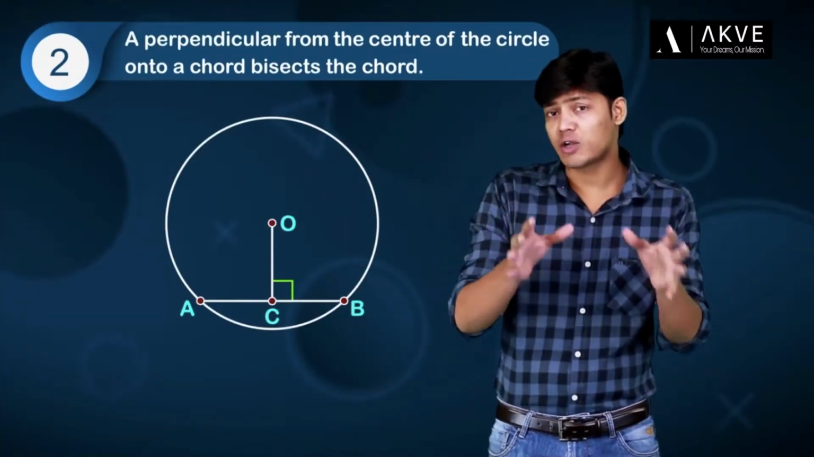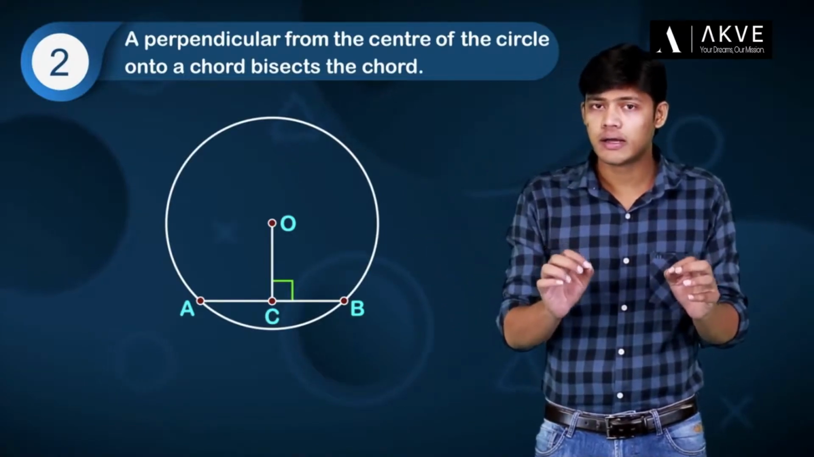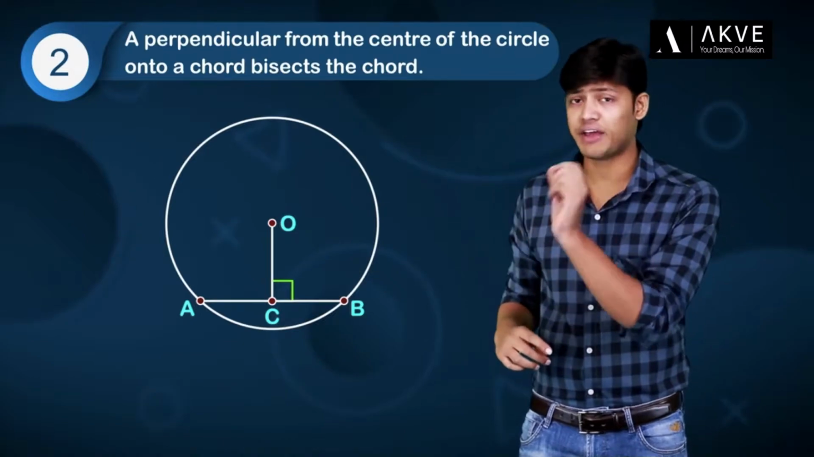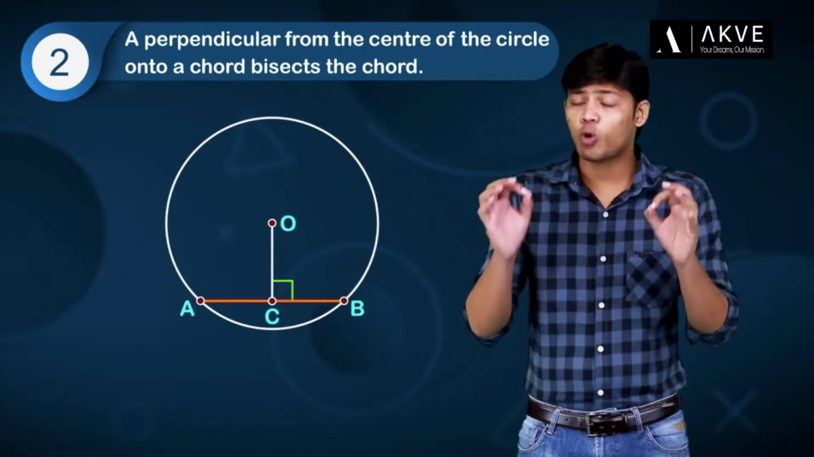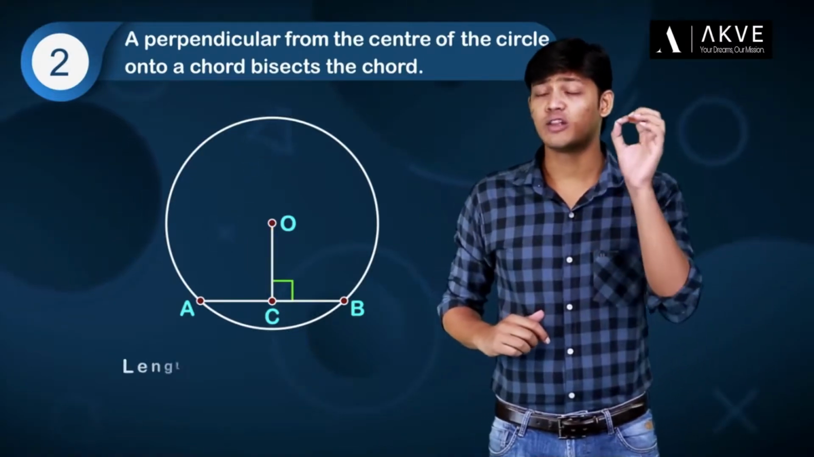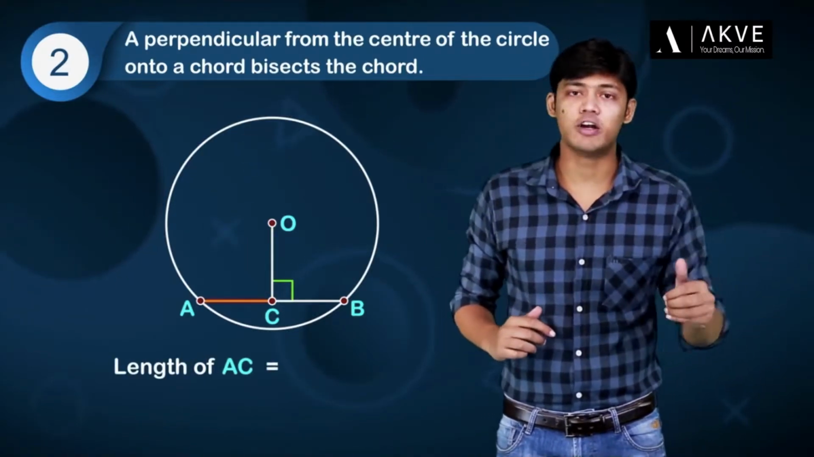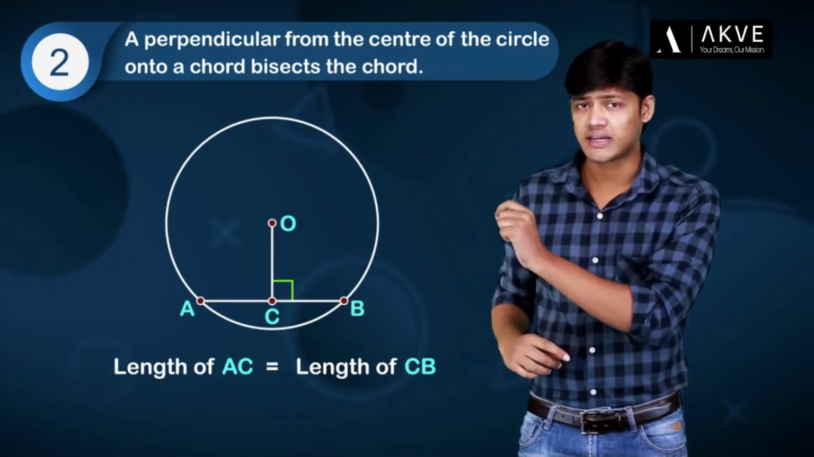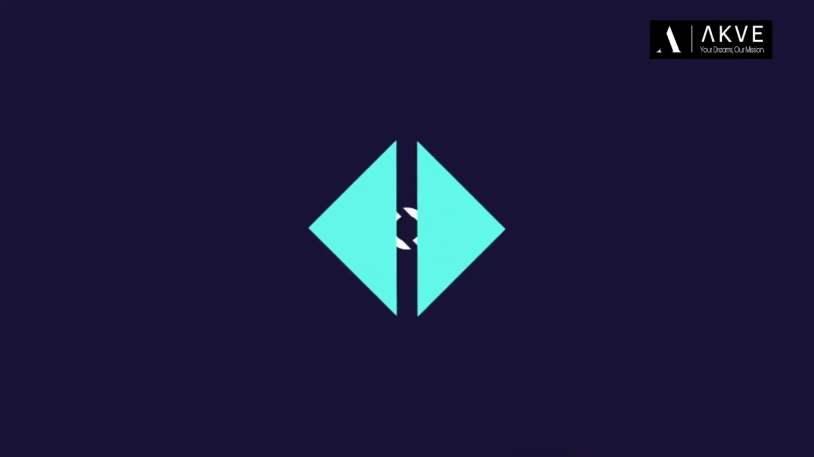The second theorem was a perpendicular from the center of the circle onto a chord bisects the chord. That is, in this circle, if AB is the chord and OC is the perpendicular to the chord, then the length of AC will be equal to the length of CB since OC bisects the chord AB.